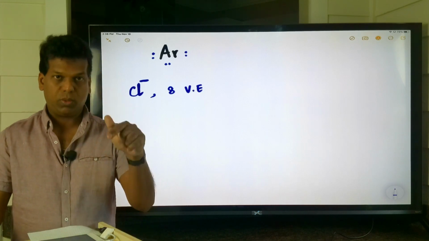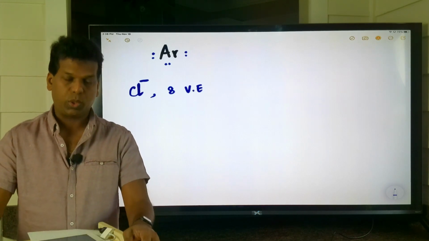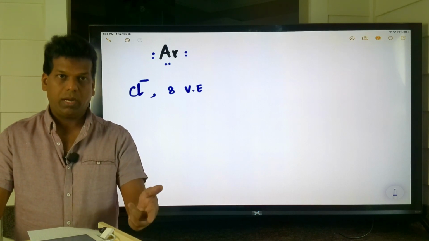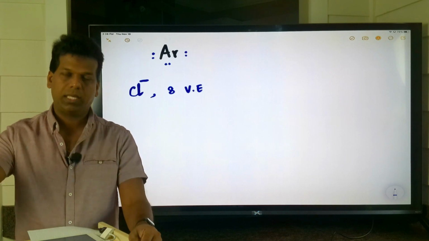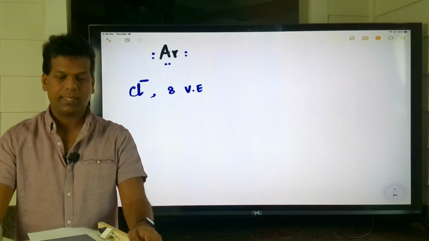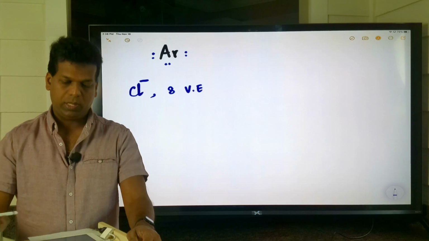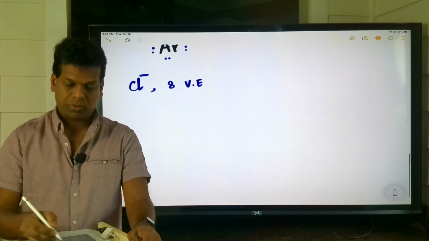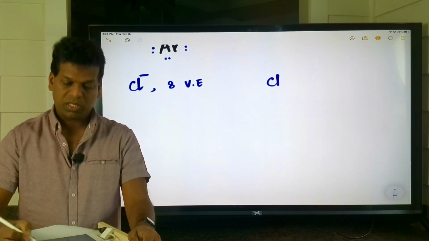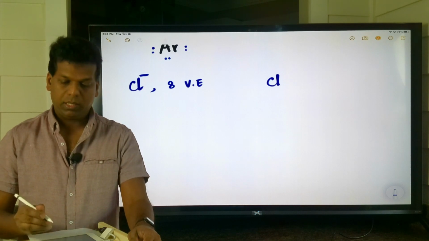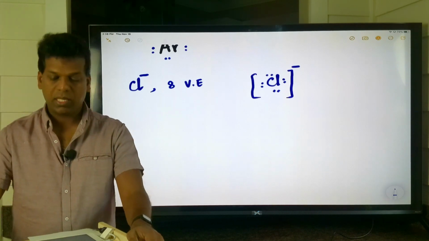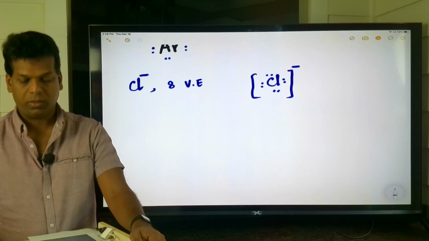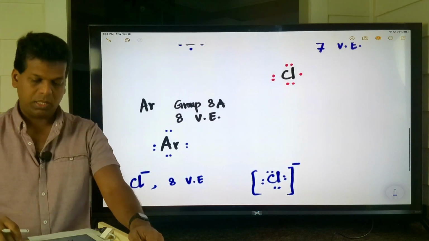Cl is in group 7 when it's a neutral element. The chloride ion, which is the Cl minus, has an extra electron. It has taken an electron from somewhere else, so now it has 8 valence electrons. If I write the Lewis dot structure for Cl minus, it looks like there are 8 electrons around it, and the charge is minus. So that is that simple. It is not that difficult to do.